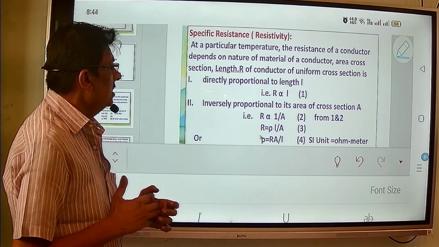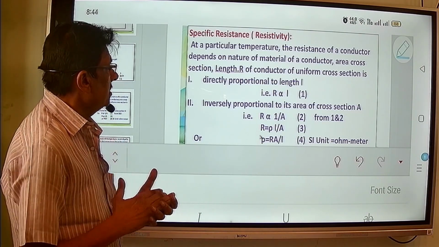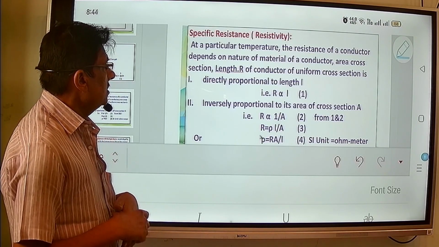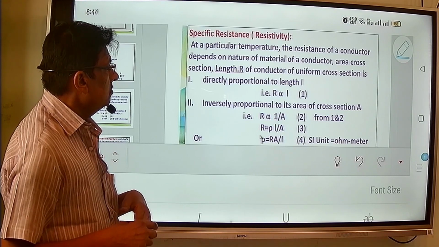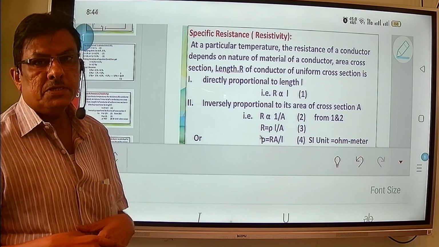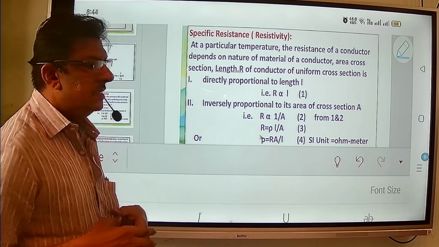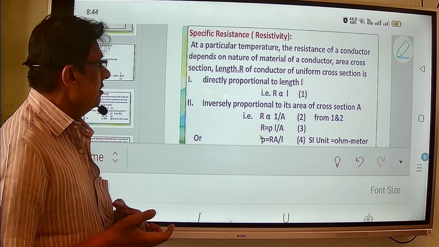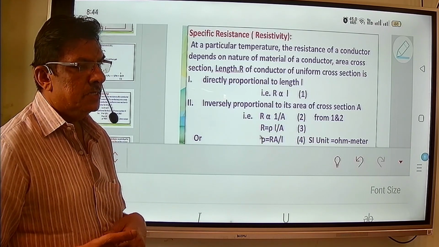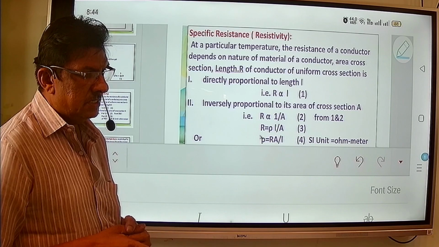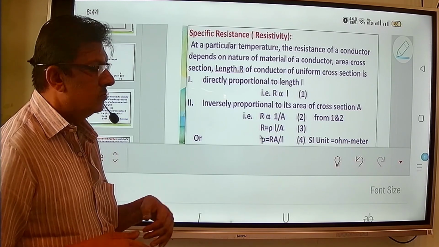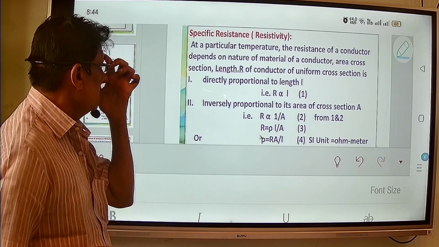Now, generally we have dealt with carbon resistor. Now here, when I want to see the specific resistance, I have to take into consideration a particular temperature. When I say that particular temperature, it is expected that the temperature of that resistance should remain normal when the current flows through that resistance.